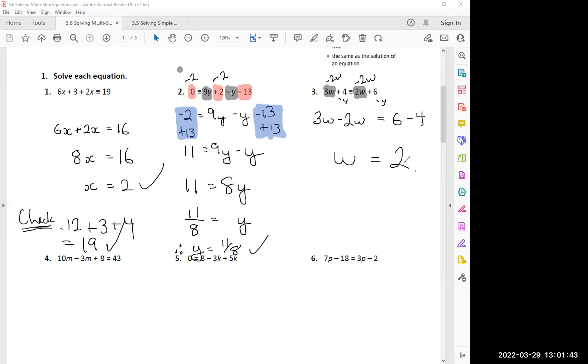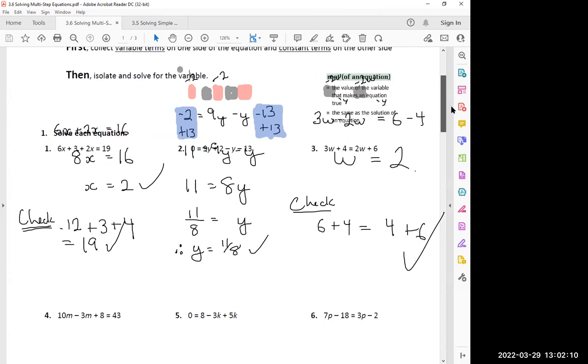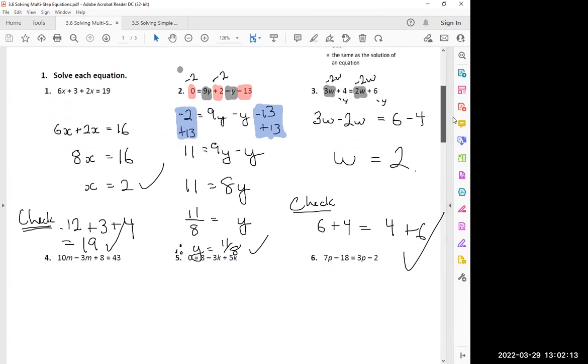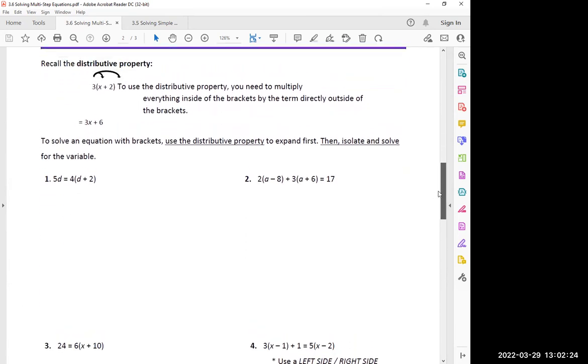That's it. No guesswork. If you really wanted to check, let's plug in a 2. What's 3 times 2? 6 plus 4 equals, what's 2 times 2? 4 plus 6. Do they equal? Absolutely. It works. No guesswork involved. Literally, half of this entire sheet is already done. So I'm going to see if you can try that on your own using the example that we have here. I'm going to move on to what you would do if you have distributive property. Hint, it's the same stuff.